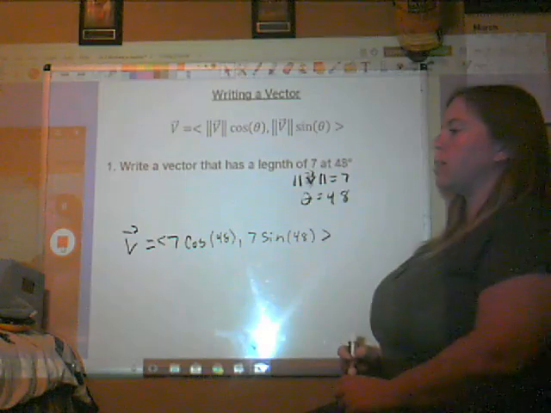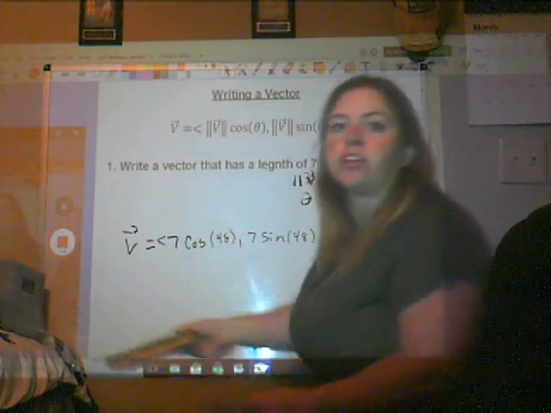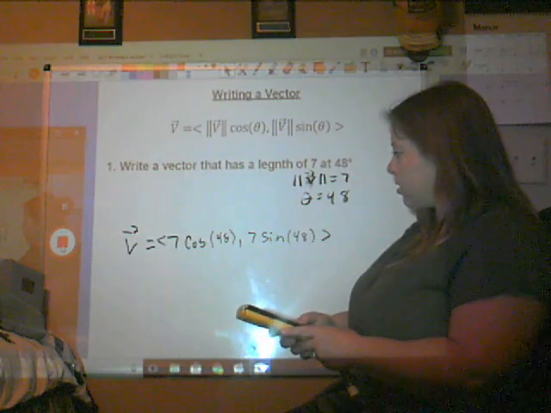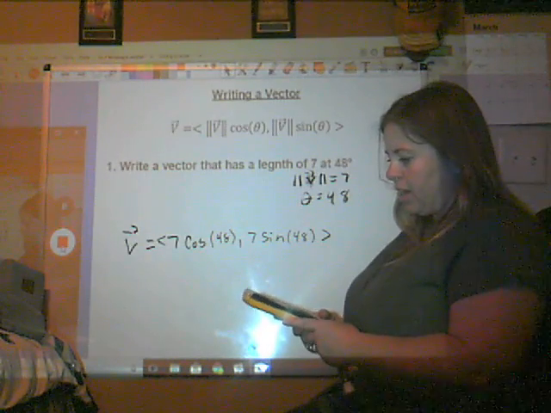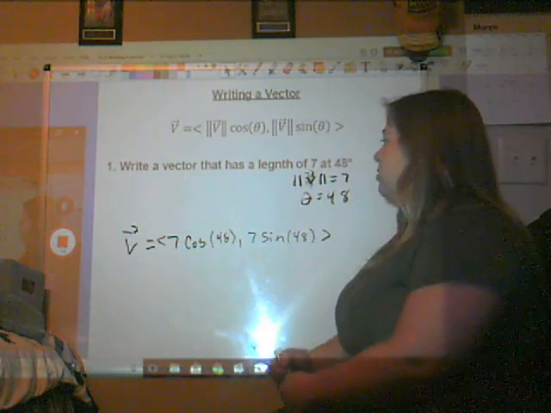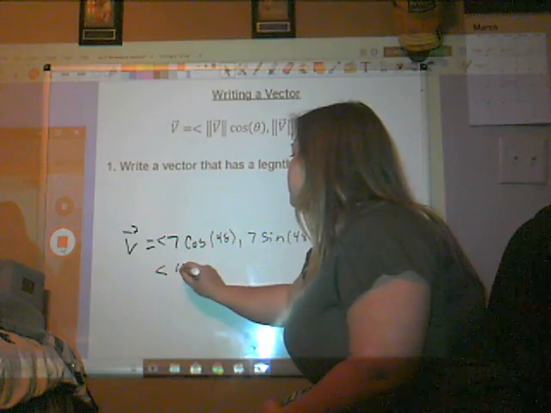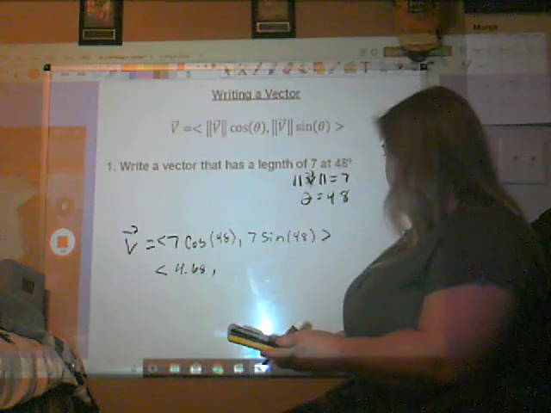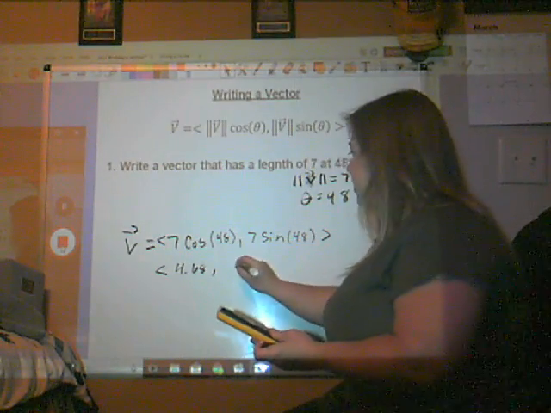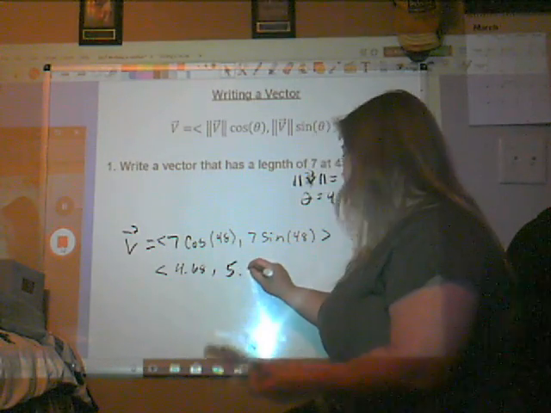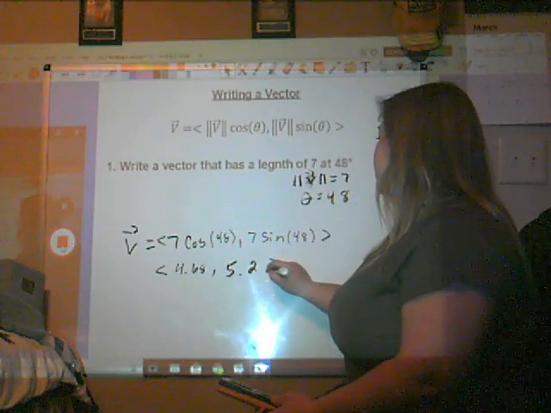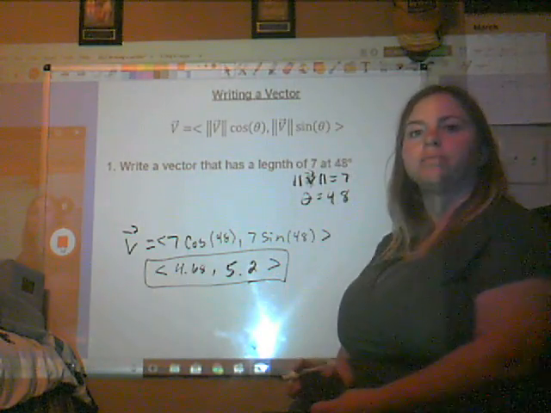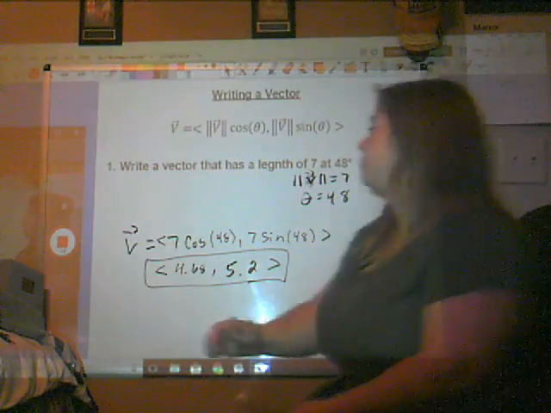Okay, and then you just type that in your calculator. Please make sure your calculator is in degrees and not radians. And you will type in 7 cosine of 48, and you get 4.68. And yes, you will get some decimals. Comma, then you do 7 sine of 48, and you get 5.2. And that is how you write vector v.